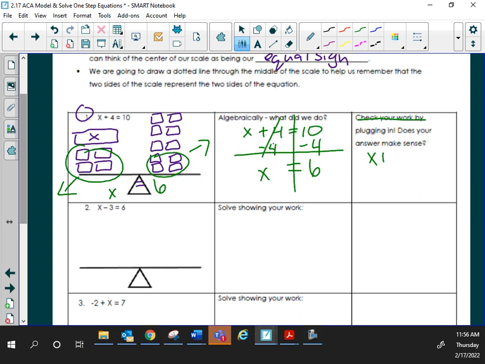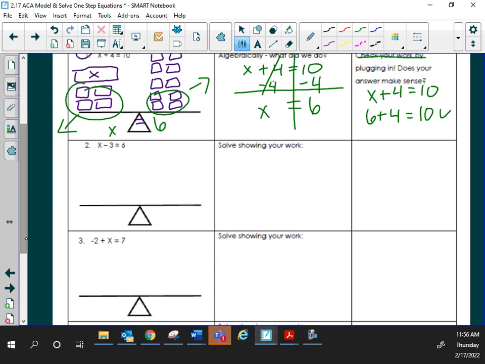So we started with x plus 4 is equal to 10, and I think that x is equal to 6. Plug it in. 6 plus 4 is equal to 10. Does that work out? Yeah. Bam. Good. Okay. Let's do another one real quick.